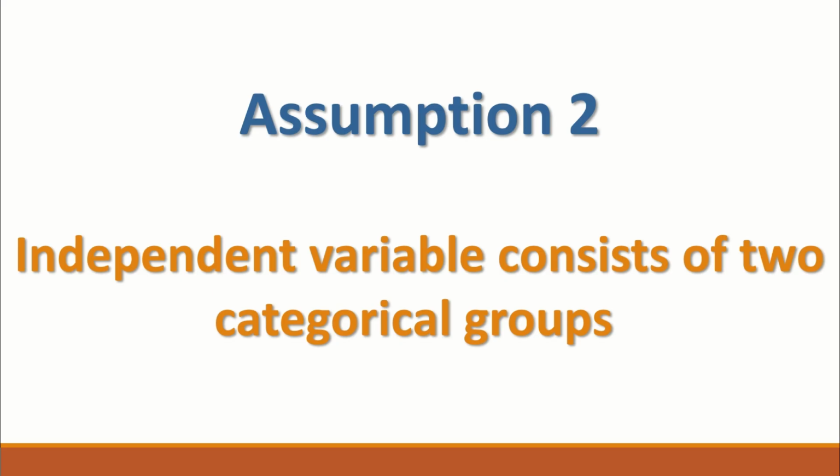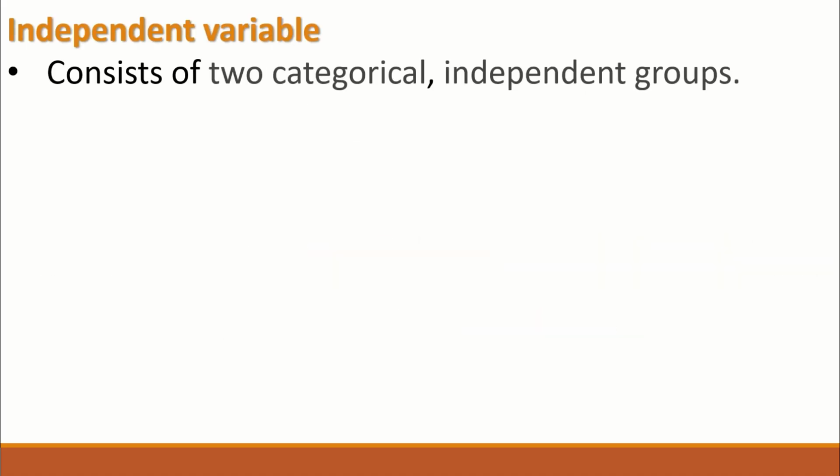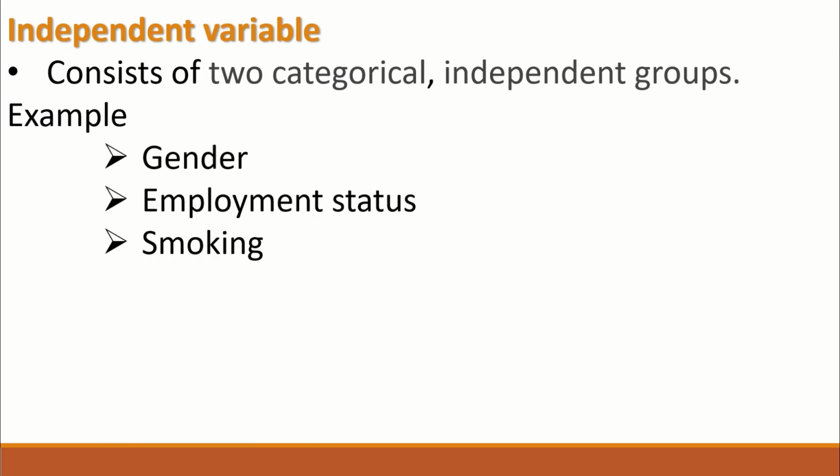The second assumption is that the independent variable consists of two categorical groups. So there should be two groups, two categorical groups. They are unpaired, independent. Examples: gender, male or female; employment status, employed or unemployed; smoking, a smoker or non-smoker.